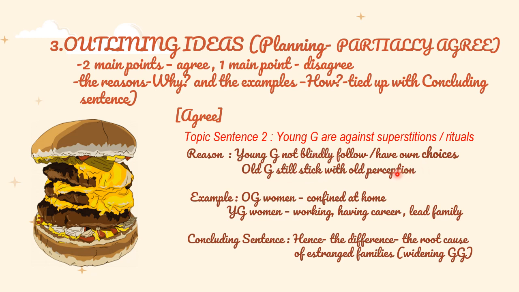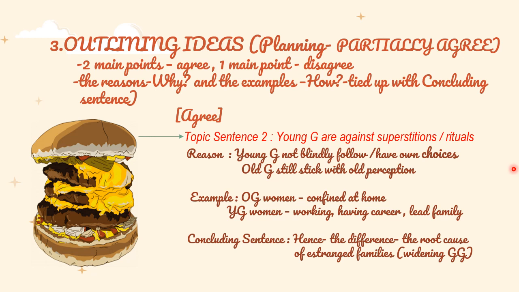Young generations do not blindly follow. They have their own choices, whereas old generations still stick with the old perception, the old rituals or superstition. So for example, old generation women believe that they should be at home, confined at home. They are not working. Men should lead the family. But young generation women have careers, they are working, and they lead the family instead of men. So that's where it widened the gap. The difference here is the root cause of estranged families. That could be the flow.